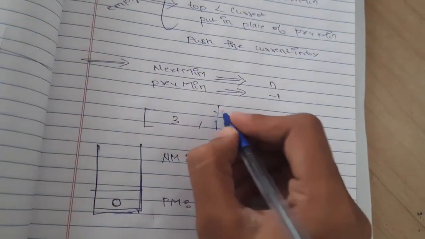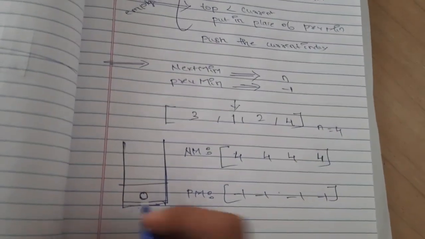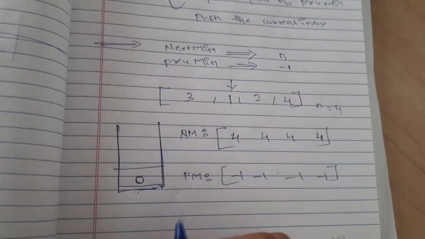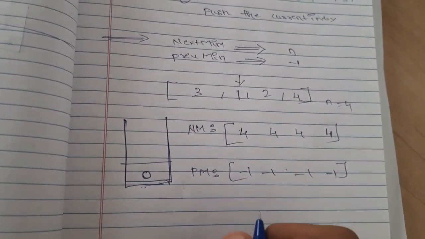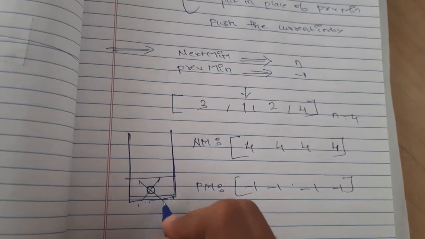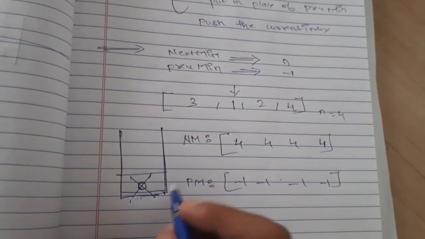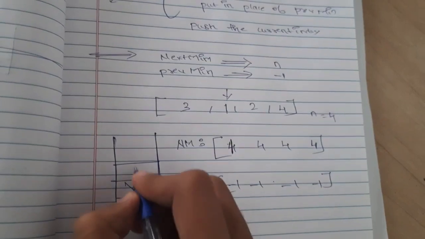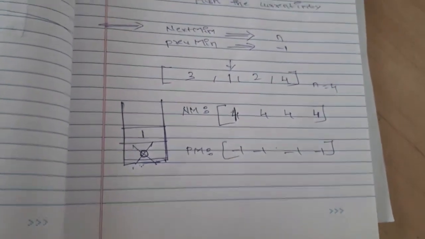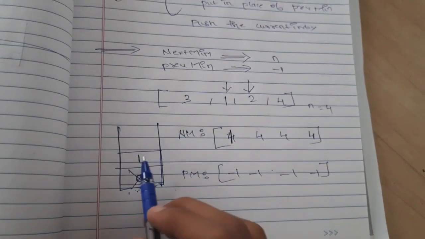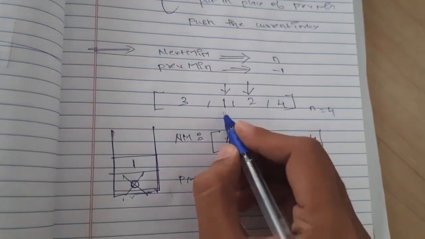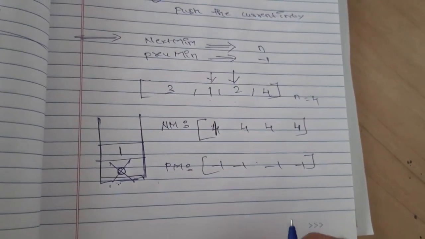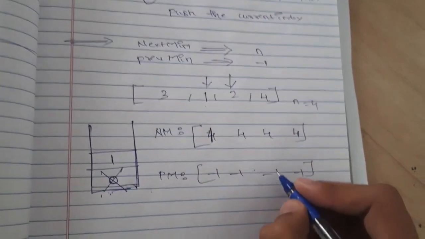For index 1, we check whether the value at the top of the stack is greater than or equal to the current value. Yes, it is true, so we update the next minimum. We pop the value 0 and update the next minimum of index 0 as 1, and we push 1 into the stack. Then for index 2, the top of the stack is 1 and the current value is 2, it is increasing, so we just update the previous minimum for index 2 as 1.